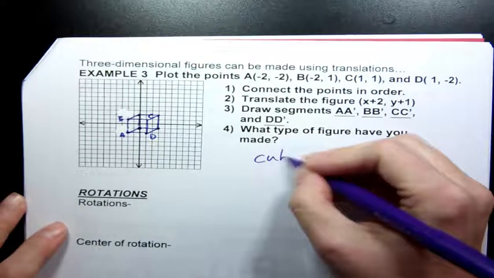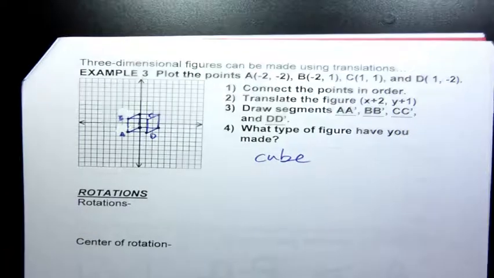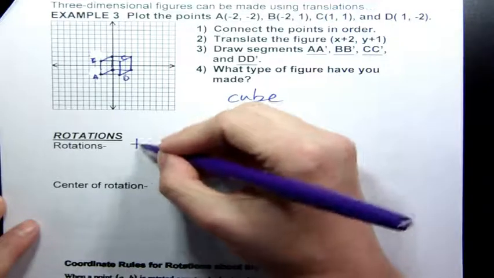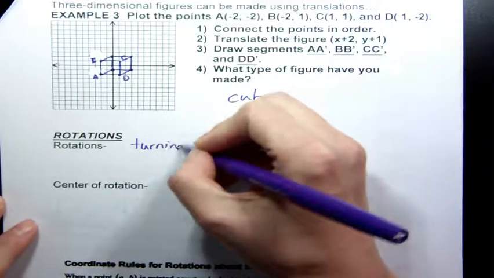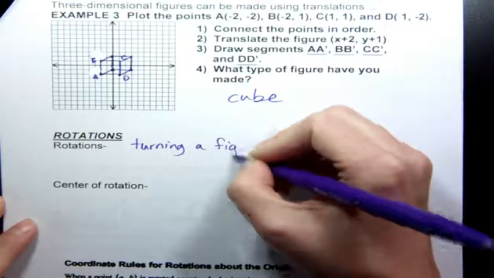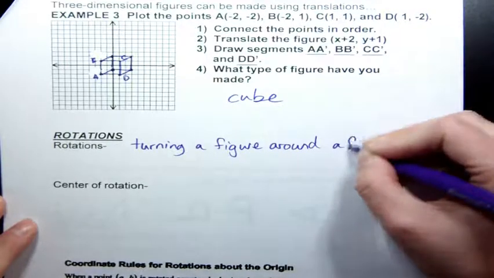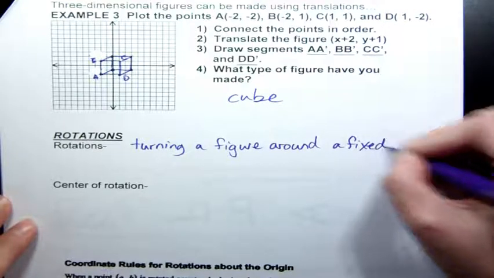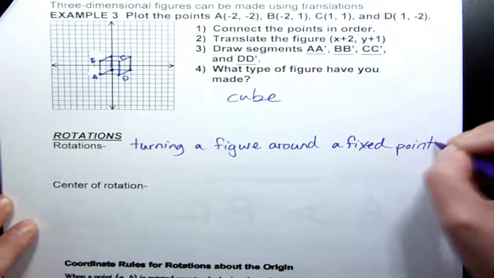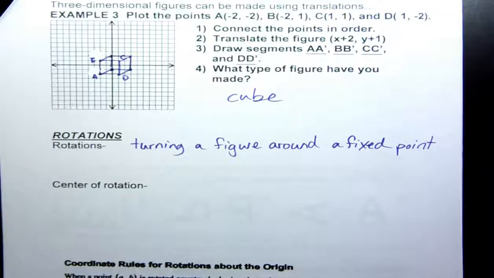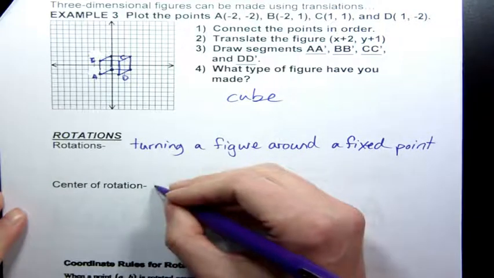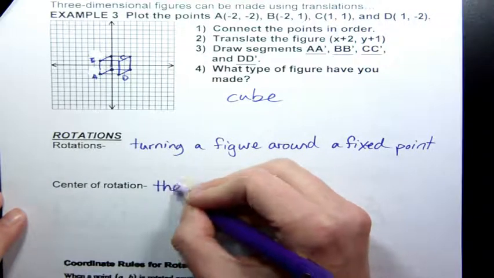And so it made a cube when we connected them all. Okay, our definition for rotations would be just turning a figure around a fixed point. So rotations just means we turn the figure around. This was the one when we did that project before Thanksgiving that was a little harder for people to see.